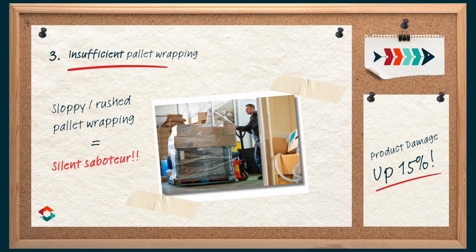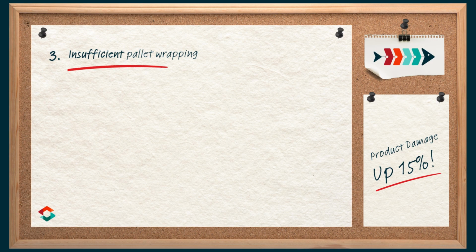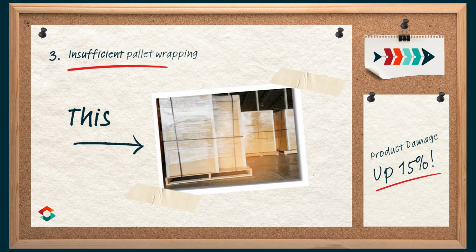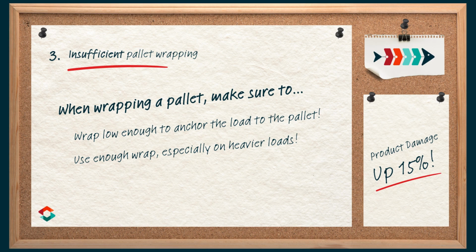And yes, this is still a people issue. Because even with the best stretch wrap or semi-auto wrappers, it all comes down to how the pallet is wrapped, how much wrap is used, and whether the person doing it actually knows what a properly secured load looks like. Here are some of the more common missteps. Not wrapping low enough to anchor the load to the pallet. Using too few revolutions, especially on heavier or uneven loads. Wrapping too loosely or too tight and crushing the outer boxes. Skipping wrap altogether when rushed or short-staffed.